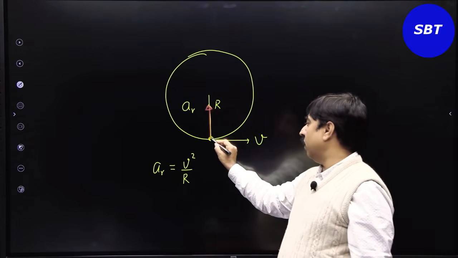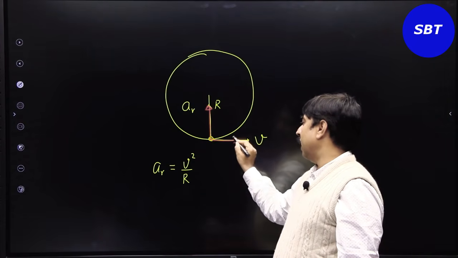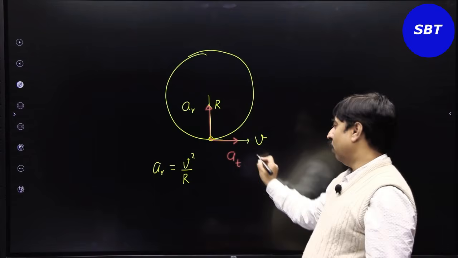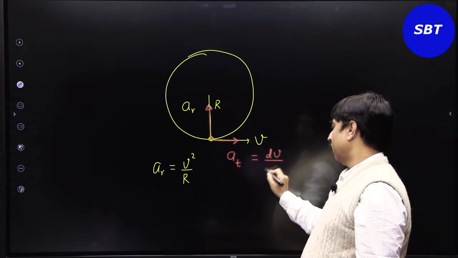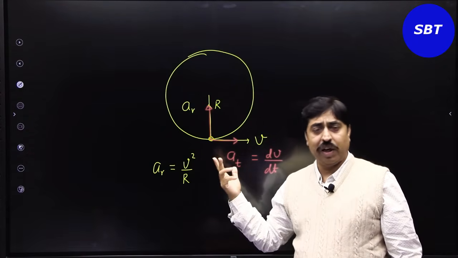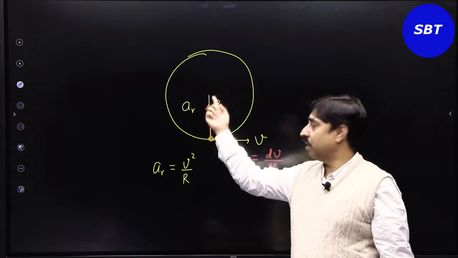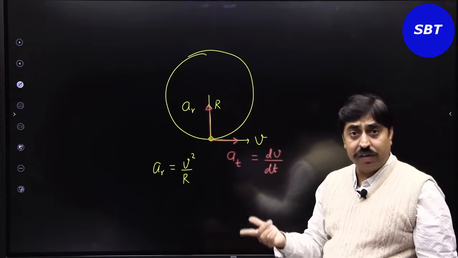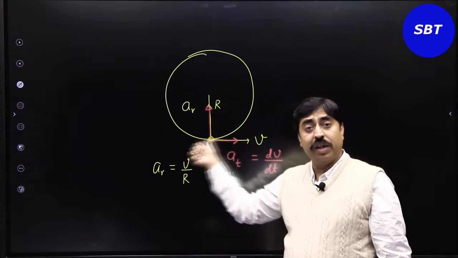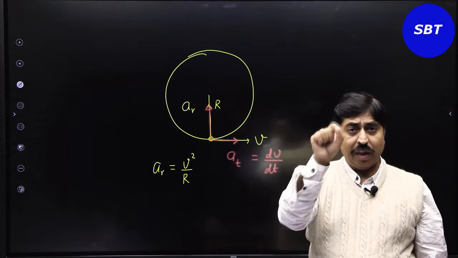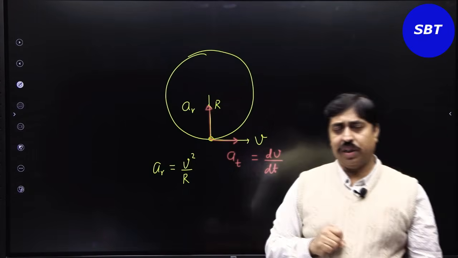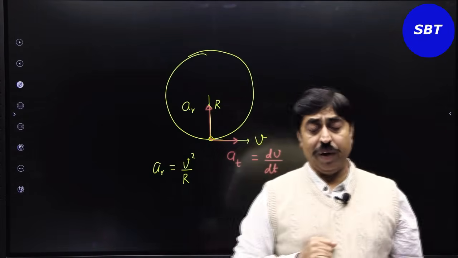And there is another component of acceleration that is along the tangent. It is known as tangential acceleration. Its magnitude is the rate of change of speed, dv by dt. So when there is no tangential acceleration, the speed is not changing, which means the particle is moving with constant speed, and the acceleration is v square by r. But when the speed is changing, it can happen only when there is an acceleration along the tangent. If the speed is increasing, then the acceleration must be in the direction of velocity, and when the acceleration is opposite to the direction of velocity, its speed will be decreasing.